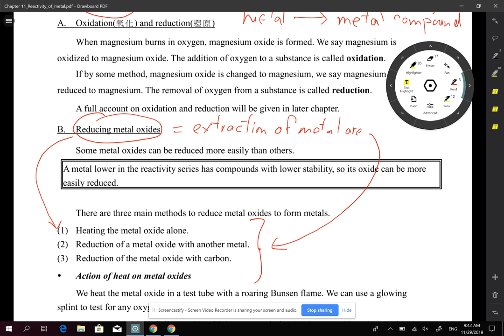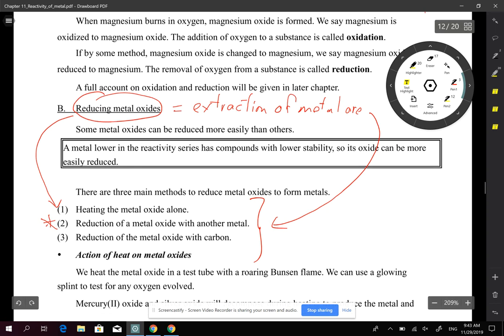But actually, in addition to the three methods we had already learned in chapter 10, there is a new method. The first method, heating metal oxide only, you know it. The third method, reduction of metal oxide with carbon, you know it. You can change the word reduction to extraction. The meanings are the same. But now we sometimes will use reduction instead of the term extraction.